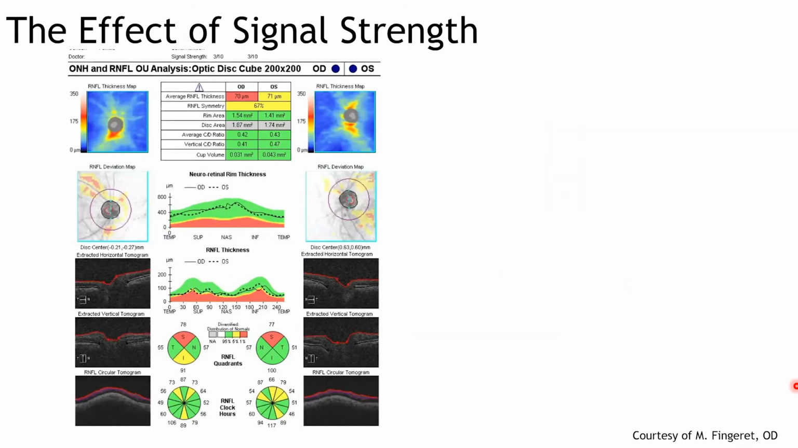Murray Fingerette gave me this case. It's a nice example of the effect of signal strength and how this can masquerade as glaucoma. If you look over here, we talked about this before, we've lost the saturation of the colors superior. And in both eyes, they don't have that real robust red and yellow appearance to them. There is a wedge defect here. There are wedge defects over here as well.